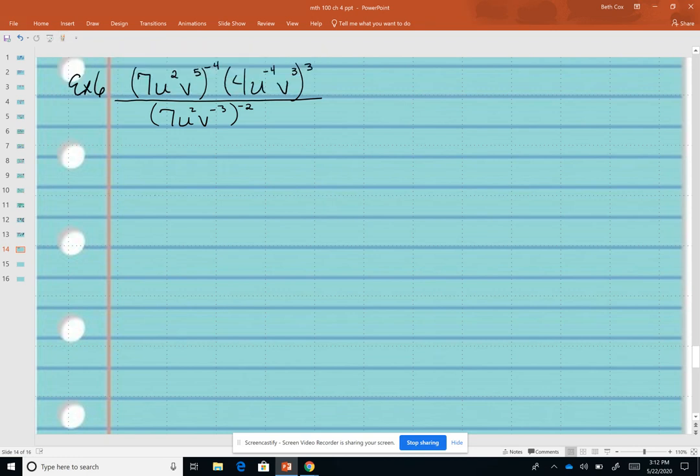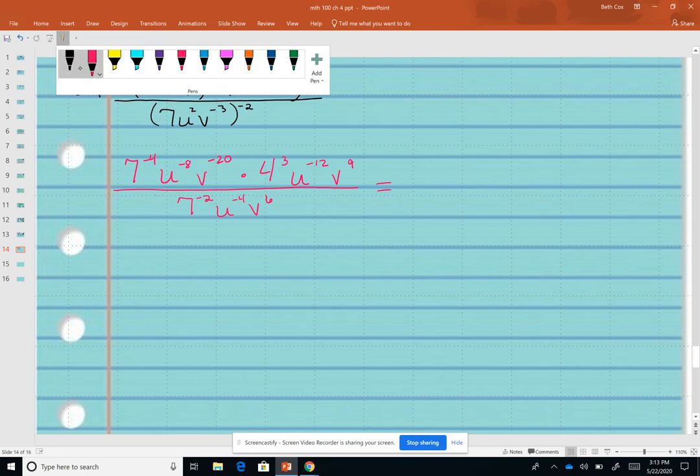All right. Multiply first. 7 to the negative 4, u to the negative 8, v to the negative 20, 4 to the third, u to the negative 12, v to the 9, over 7 to the negative 2, u to the negative 4, v to the positive 6. Please make note that u's and v's must look different.